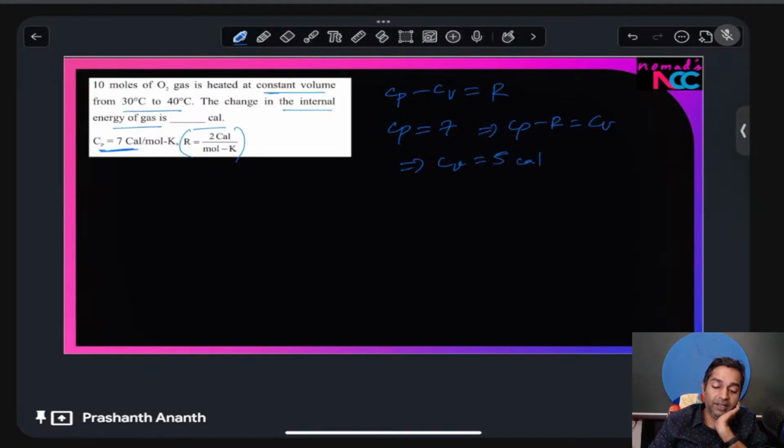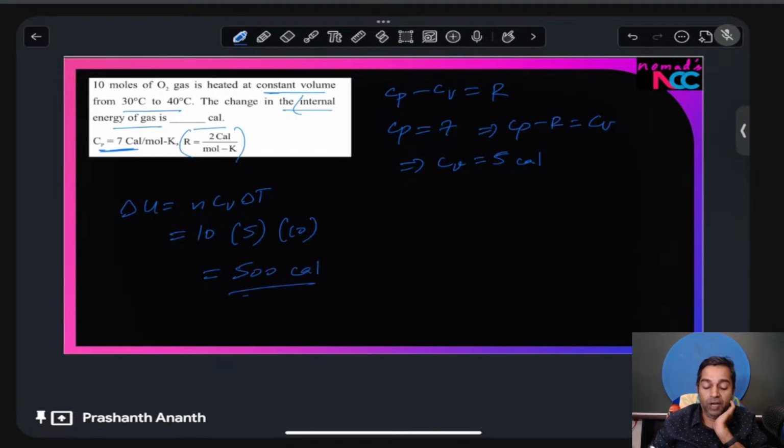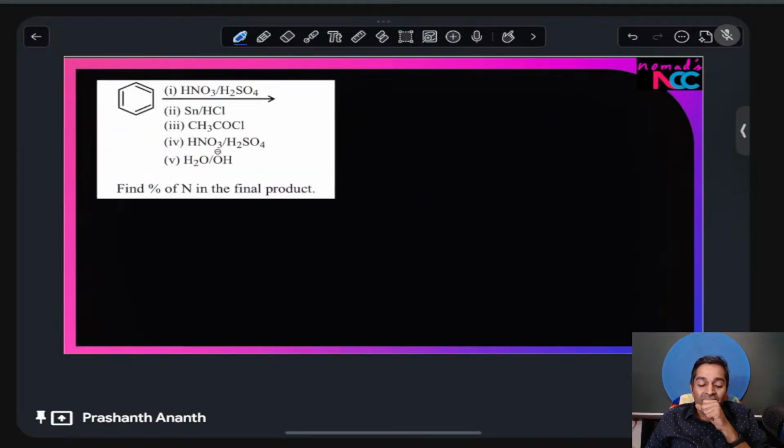They're asking us the change in internal energy. Very straightforward. Delta U is going to be equal to n Cv delta T. So n is given as 10 moles. So 10 into 5 into delta T, which is 10. So it's going to work out as 500 calories. So very straightforward answer, 500. Not bad. The numericals are at least easier in this paper from the looks of it. Maybe I counted my chickens too soon over here. This looks like a painful one.